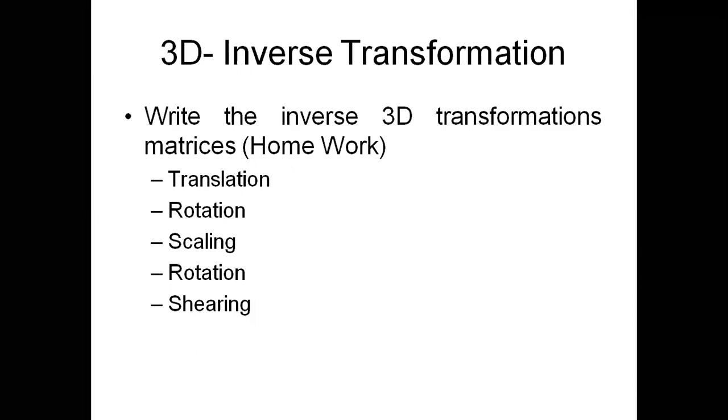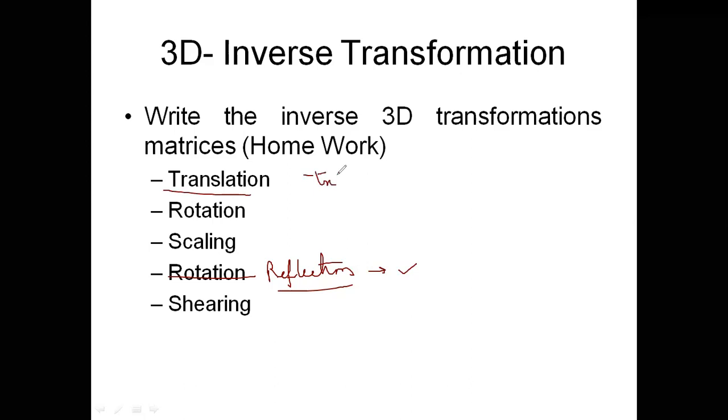So I think I have written rotation two times, and shearing, and reflection. This should be reflection. Okay, correct it on your own. Okay, so the reflection matrix will remain the same. If I apply the reflection of a reflection, it simply gives the inverse of the reflection, so the object will come to the original position. For translation, negate the values tx, ty and tz.